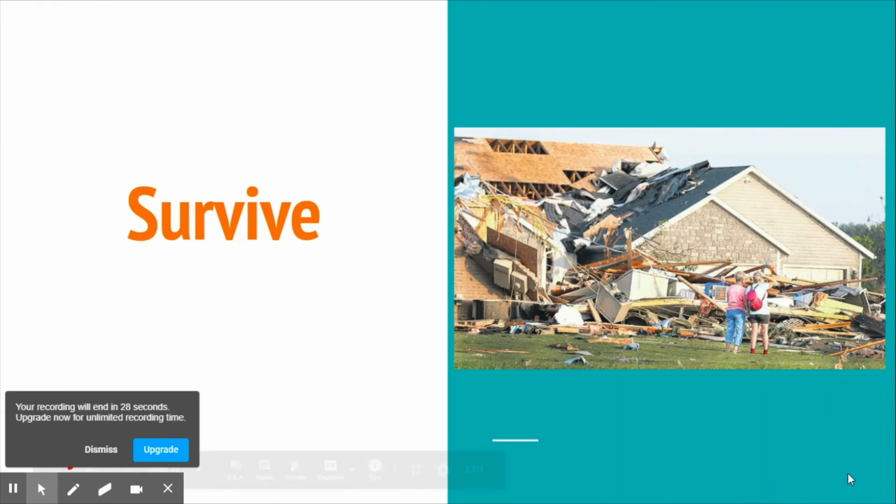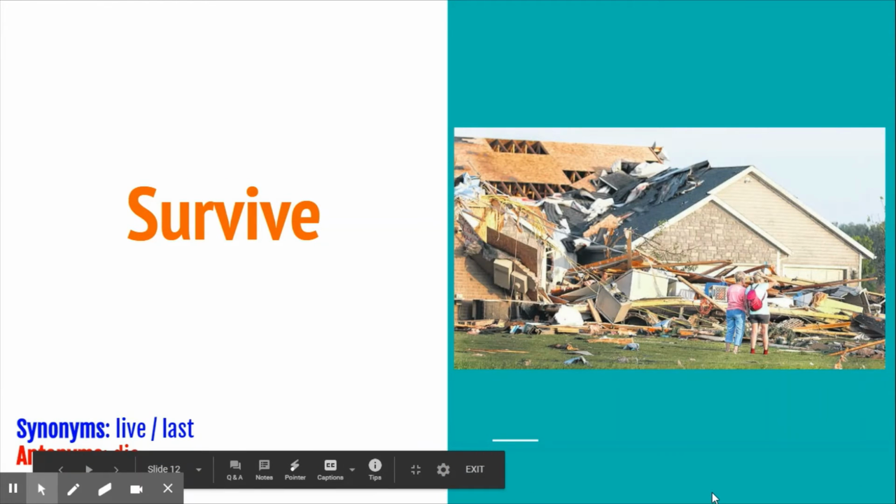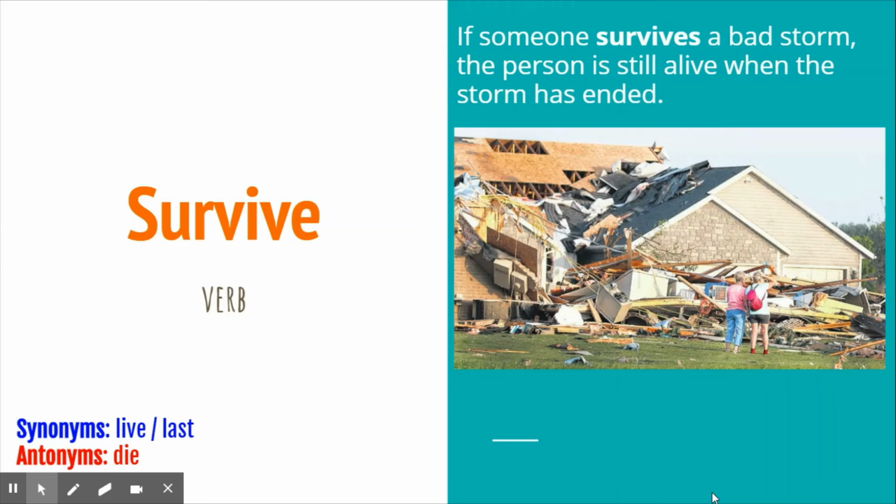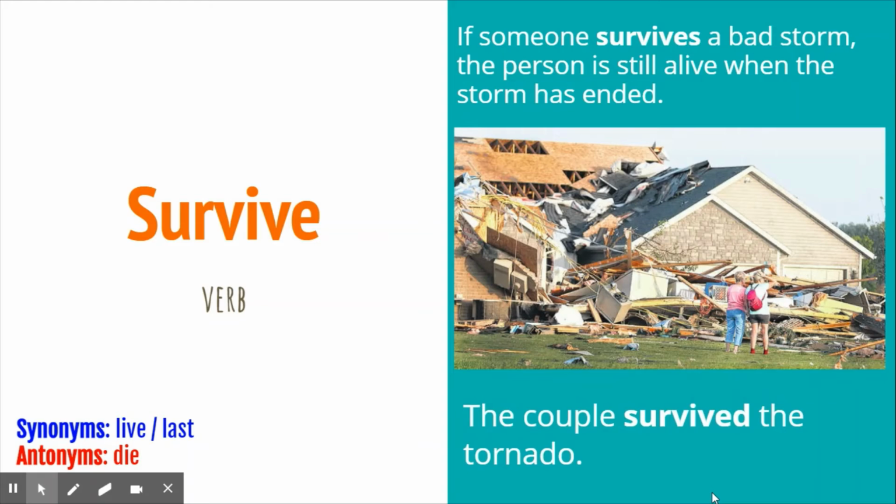The next word that we have is survive. Let's say it, survive. One more time, survive. And survive is a verb. It's an action. So let's look at the meaning. If someone survives a bad storm, the person is still alive when the storm has ended. So look at the illustration and let's read this sentence. The couple survived the tornado.